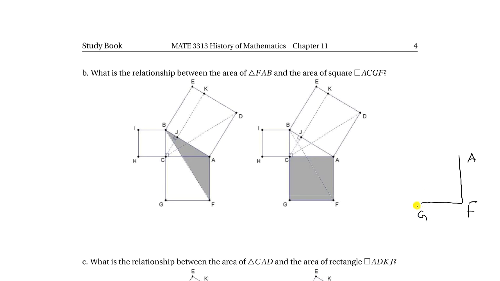and G here, right? So the triangle we covered looks like this way, and the square looks like this way. Actually it's not exactly the same, but what's the relation between these two? That's going to be the question. So let me explain this way.